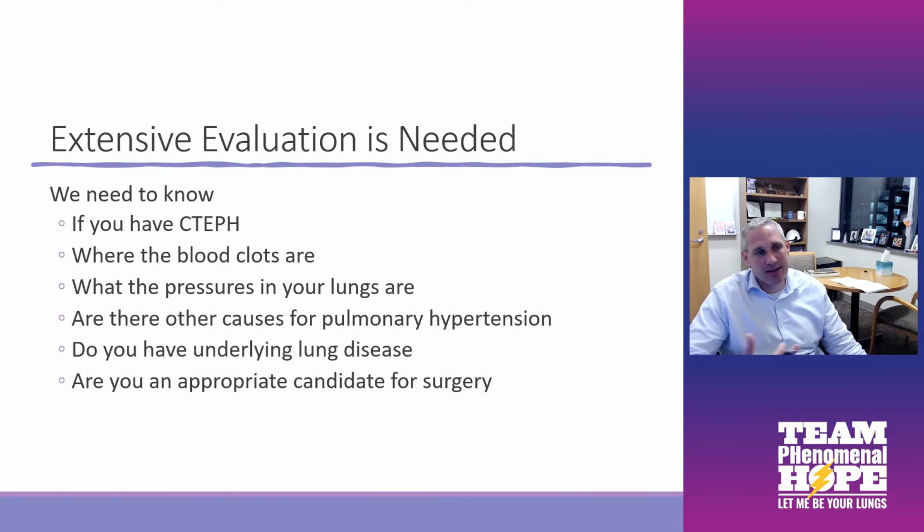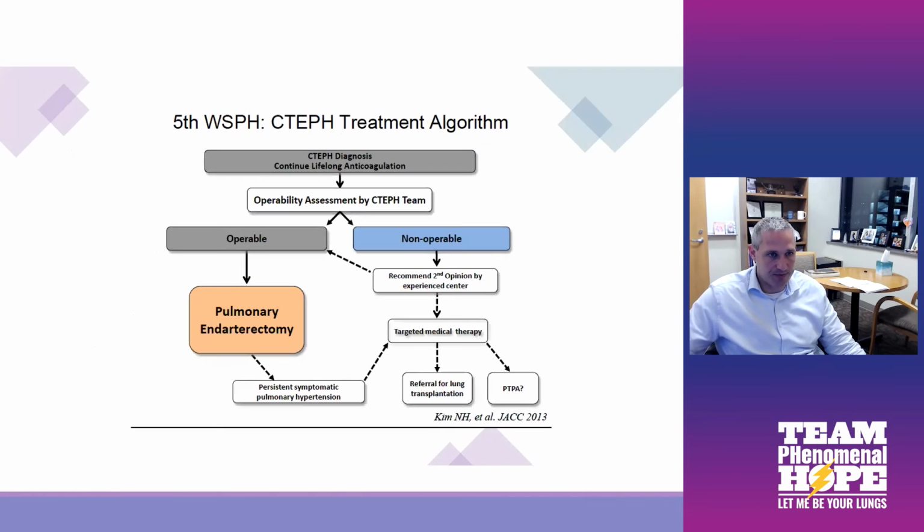And you also want to match the clots up with the change in pressure that you're seeing, and make sure that it seems like the clots are responsible for the pulmonary hypertension. Other things you're evaluating for: is there evidence of other underlying lung disease, because that may affect candidacy for surgery, and then figure out if the person's an appropriate candidate for surgery. There's a little bit of testing that goes into that as well.